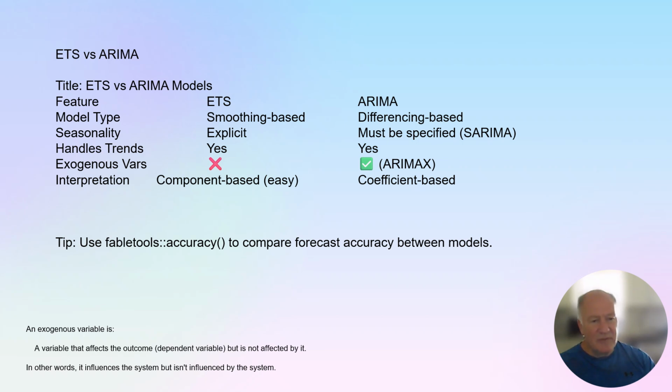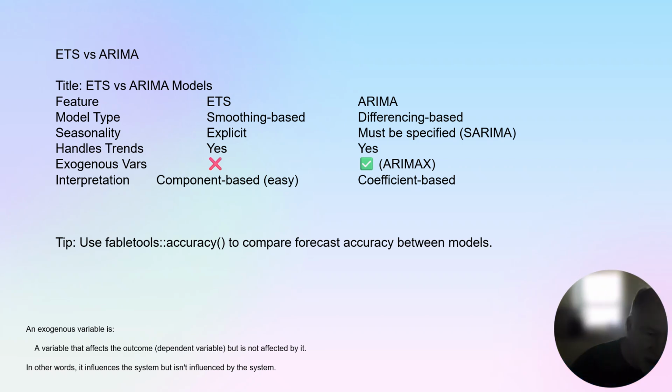In chapter 9, we're going to talk about the ARIMA model, but what we're going to see is that if we look at ETS versus ARIMA, ETS is smoothing based, and ARIMA is differencing based. Seasonality is explicit and must be specified using SARIMA, and both of them handle trends. And if we look for a variable that affects the outcome but is not affected by it, ETS does not do it whereas ARIMA does.